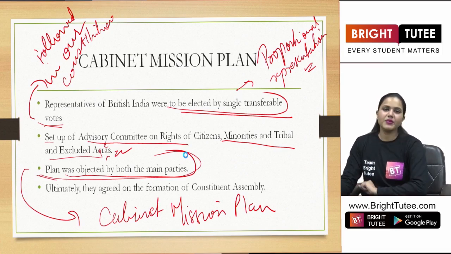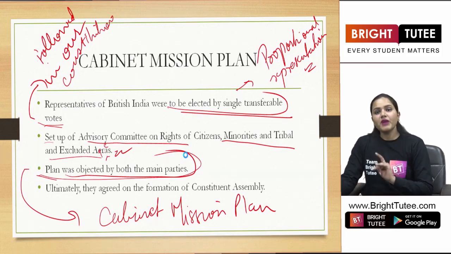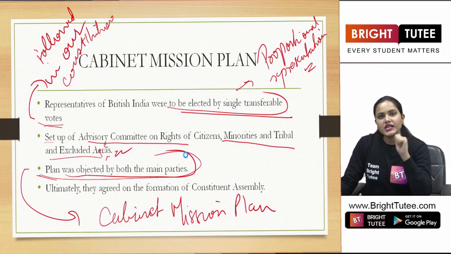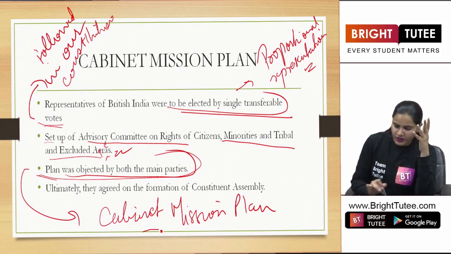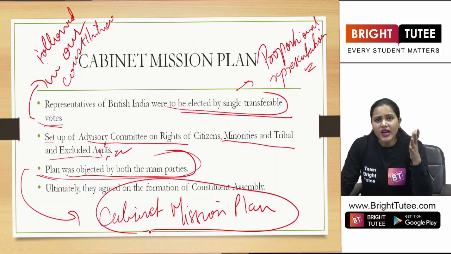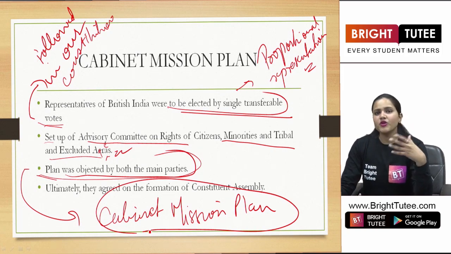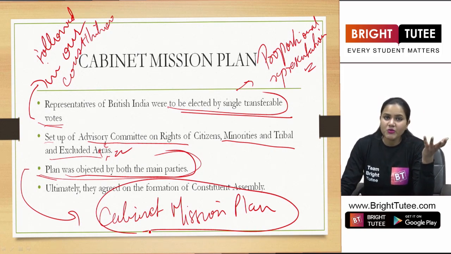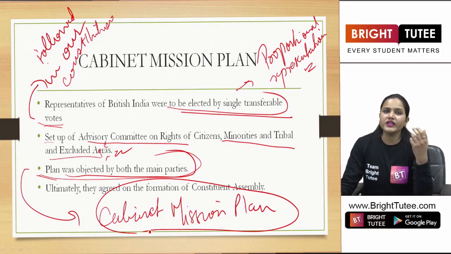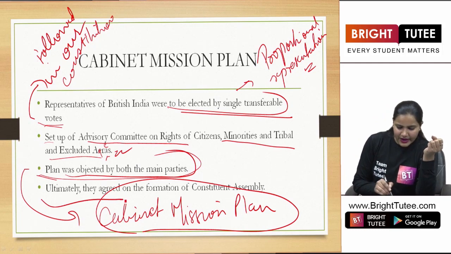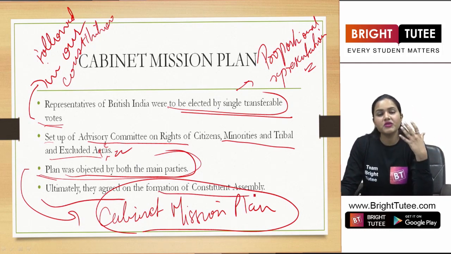So here, what was happening now? The main parties that we are talking about are the Congress Party and the All India Muslim League. These two parties were objecting to the whole idea of the cabinet mission plan. Why? Because they wanted their own constitution according to them. They were not happy with the demands made by the All India Muslim League. The All India Muslim League wanted a separate country for them, Pakistan, a Muslim majority country, and so on. But in the end, they agreed on the formation of the Constituent Assembly.